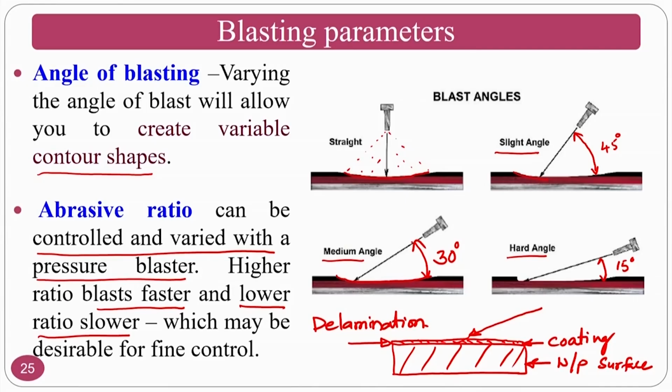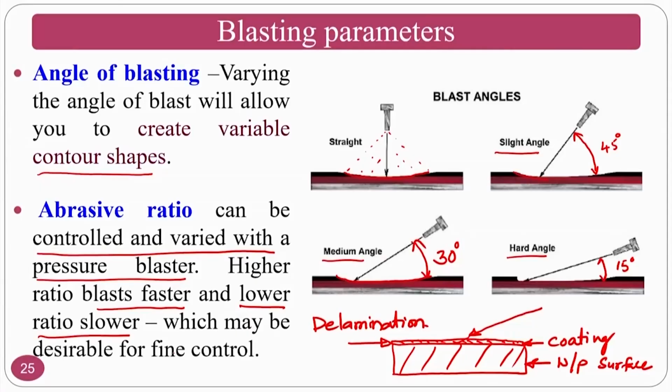If I want to blast very fast, that means I want very high material removal, then you can go for the faster one. If I want less material removal or a uniform surface, for that you can go for a lower ratio, the slower one. It may be desirable for fine control. Normally if you are going for lower ratios, then you can get finer control of the surface. That means you will get a uniform surface. If you are going for very high ratios, then the impingement of abrasive particles will be very high and the material removal will be very fast. So the uniform surface you may not get.